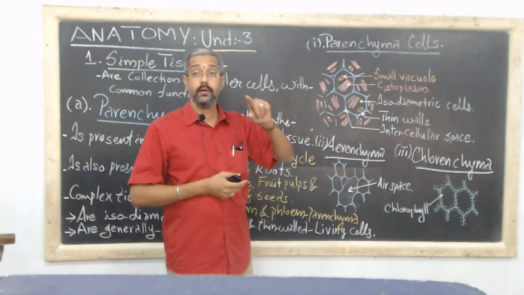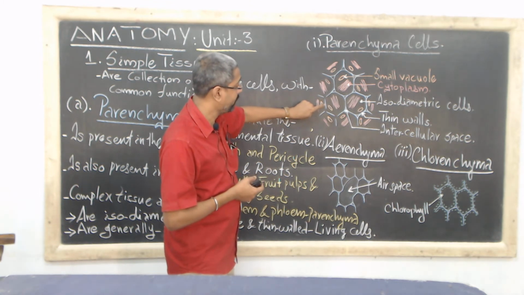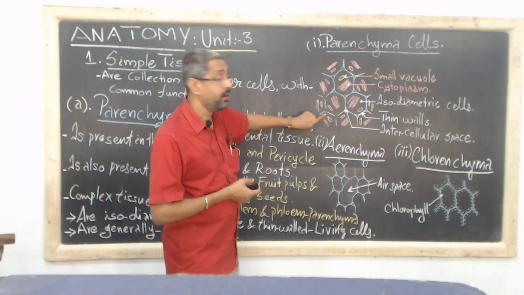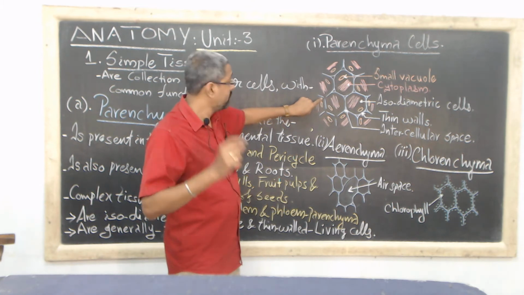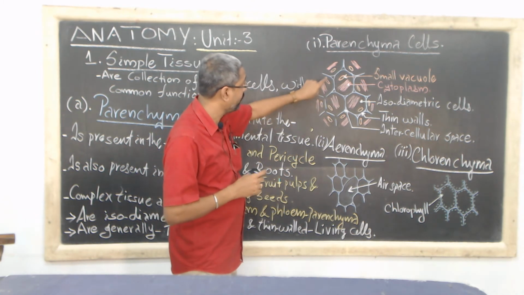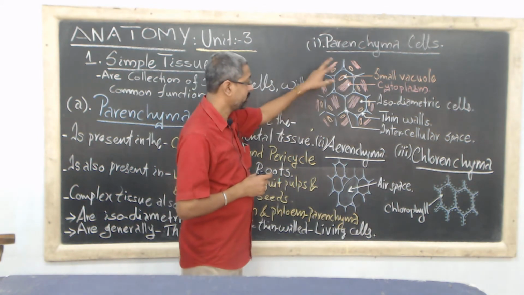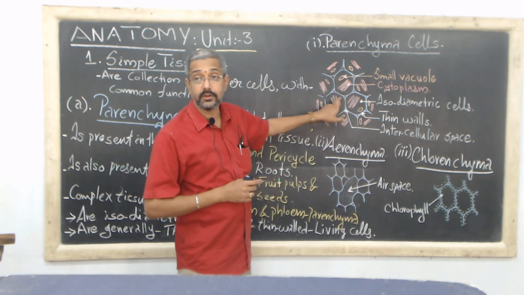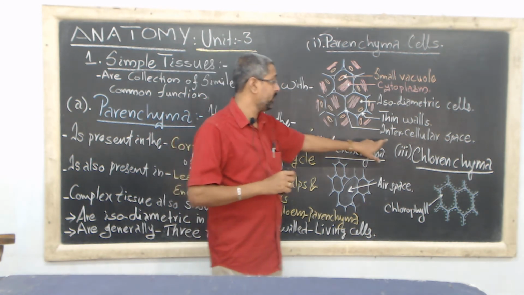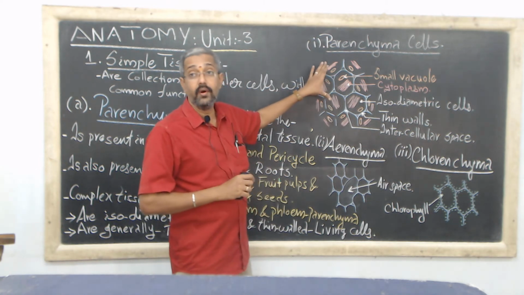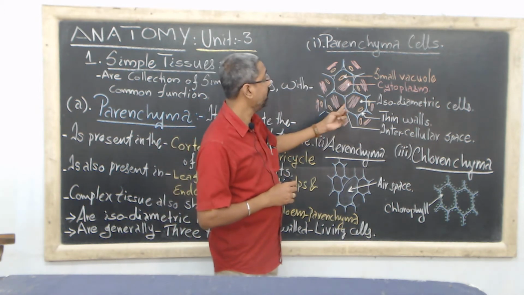While you are drawing these parenchyma cells, remember that first of all you have to draw broken lines. Here you can see in the diagram broken lines, all almost equal in size, and you have to join the corners of each broken line. Thereby you will get isodiametric thin-walled cells with intercellular spaces. The corners of the cell show spaces, which is why they are called intercellular spaces. So this is the structure of the first type of parenchyma, coming under simple tissue. It is called parenchyma cells.